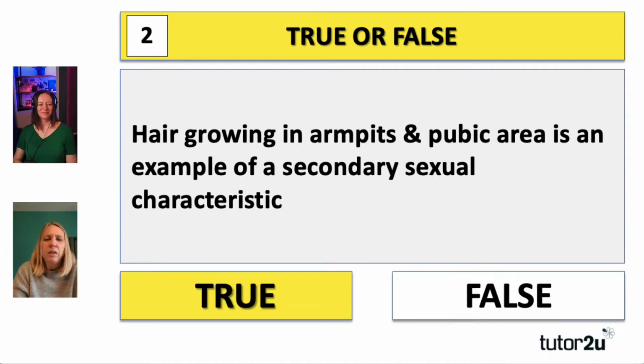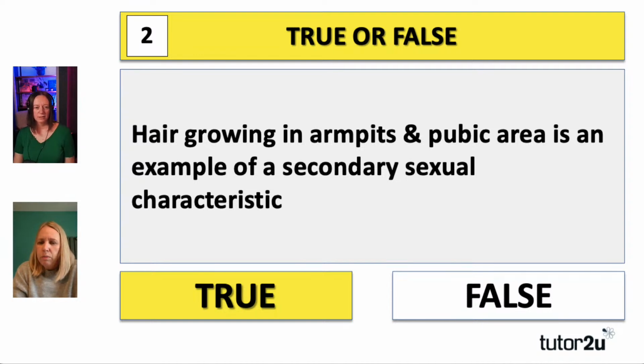Great. Okay, what about this one? Hair growing in armpits and pubic area is an example of a secondary sexual characteristic. So you're thinking now about what you've learned about puberty and primary and secondary sexual characteristics. Is hair growing in armpits and pubic area an example of a secondary sexual characteristic?